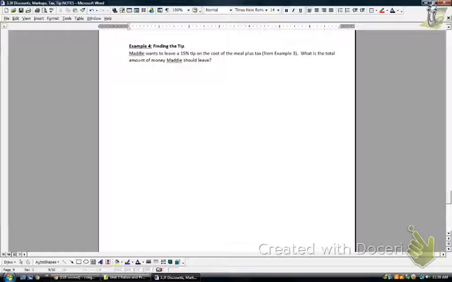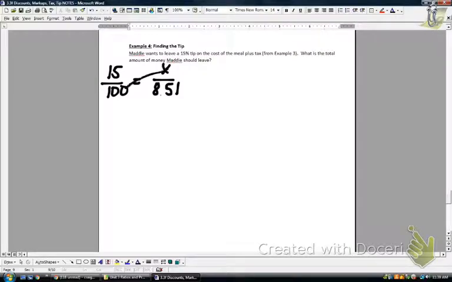Alright, finding the tip. It says that Maddie wants to leave a 15% tip on the cost of the meal plus tax from example 3. What is the total amount of money that Maddie should leave? Alright, so she wants to leave 15% tip, so that's 15 over 100 equals x over, and then her total cost of the meal was $8.51.